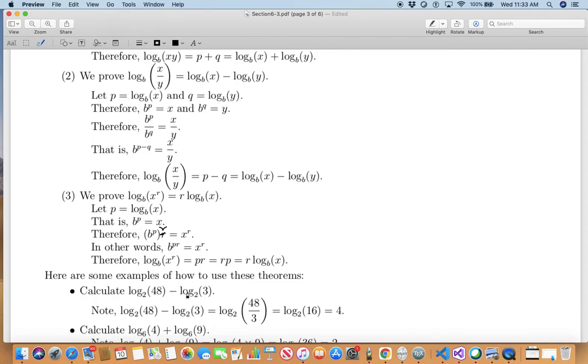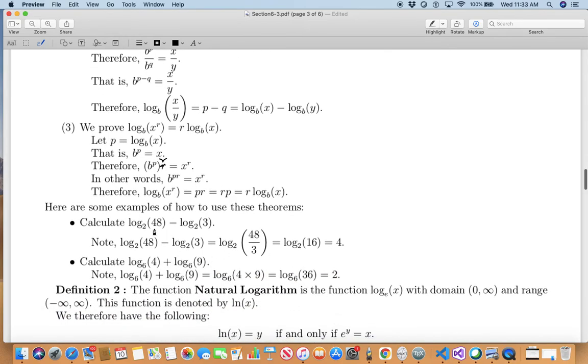So we don't know the exact values, but we can use our theorems. Difference of logs, log base 2 of 48 minus log base 2 of 3 is log base 2 of 48 over 3. 48 over 3 is 16. Log base 2 of 16 is simply 4. Right? How many powers of 2 in 16? Precisely 4. Okay, so even though you may not know the exact values here, you know the difference of those two values.